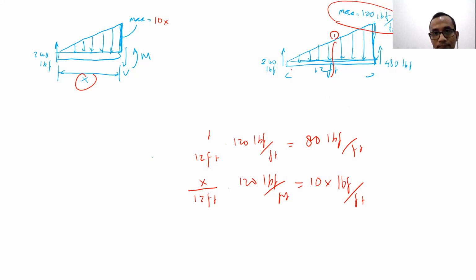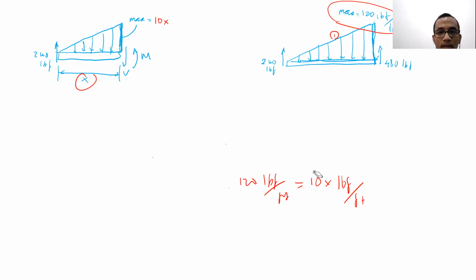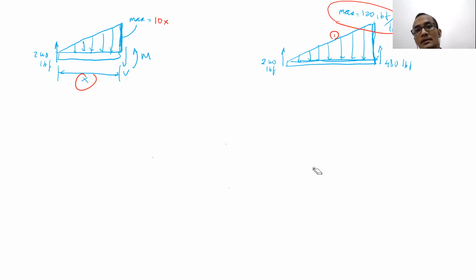Sir, I want to ask. So in order to get a diagram, we need to know the equation first, right, Pak? Yes, correct. How the curve goes up and down. At 1 meter it would be 10 lbf per feet. Yes, correct. Okay, I see. Okay, Pak.